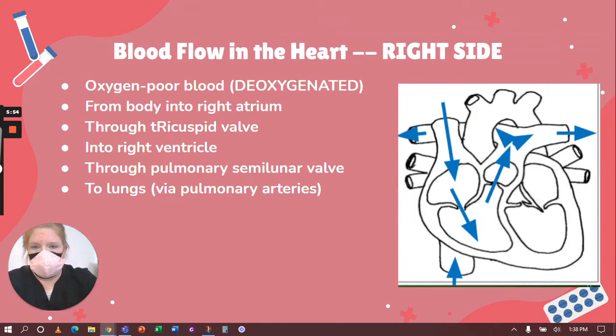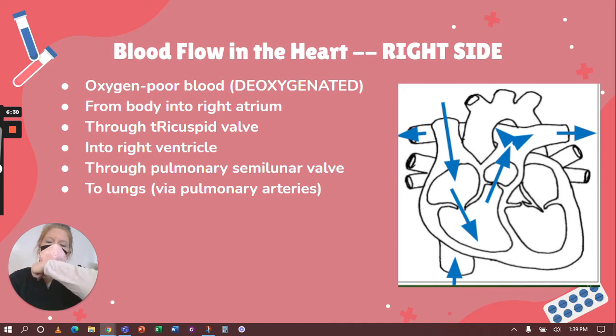So blood flow in the heart. The heart on the right side distributes deoxygenated blood. Remember, blood is never blue. It's that dark red when it lacks oxygen. And here's the blood flow. It's going to go from the body and come into the right atrium through the superior and inferior vena cava. Then it's going to go through the tricuspid valve into the right ventricle, and then through the pulmonary semilunar valve to the lungs using the pulmonary arteries.